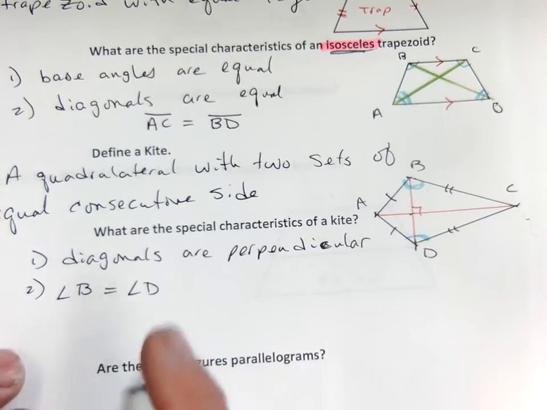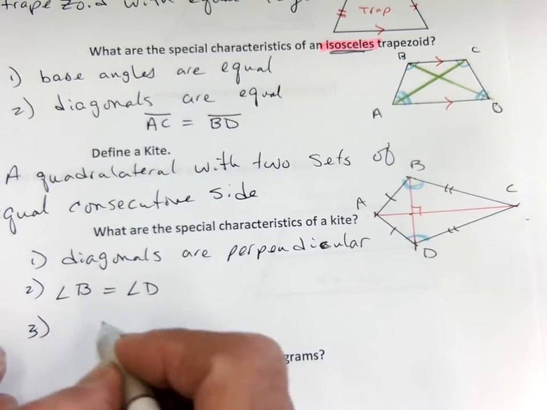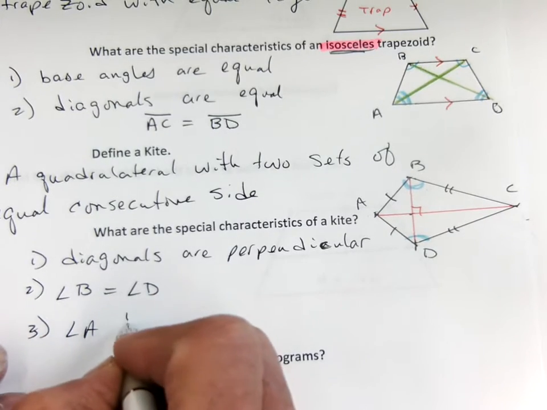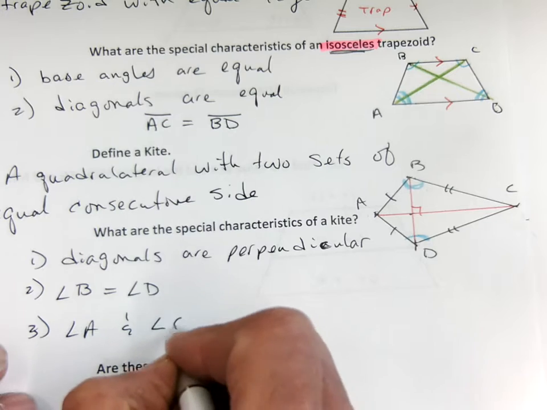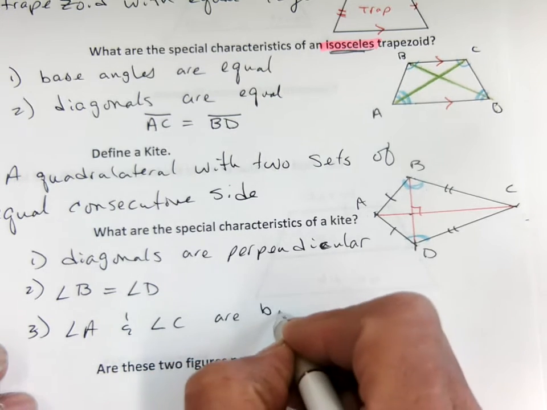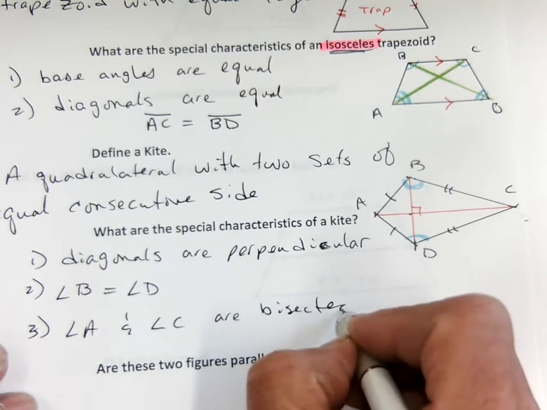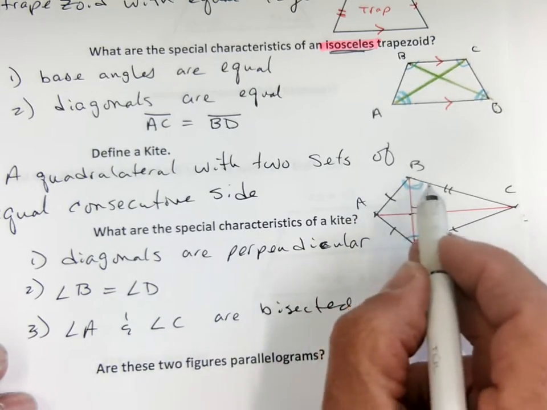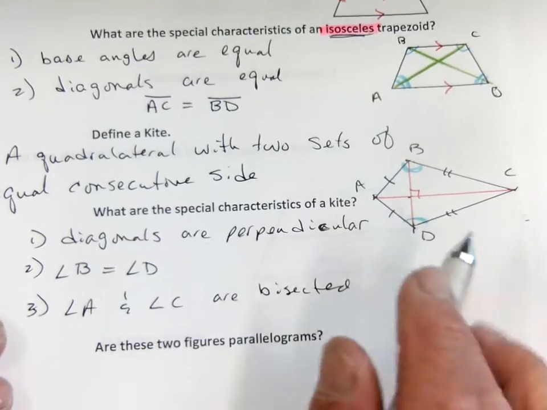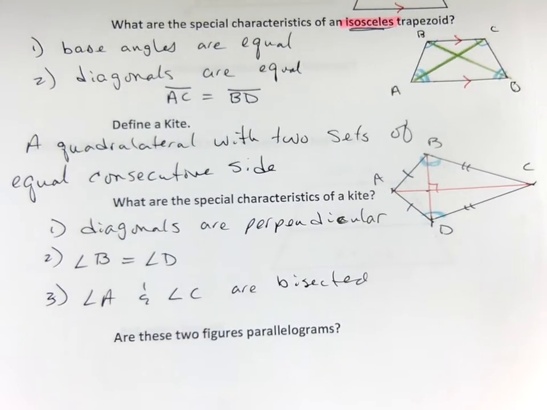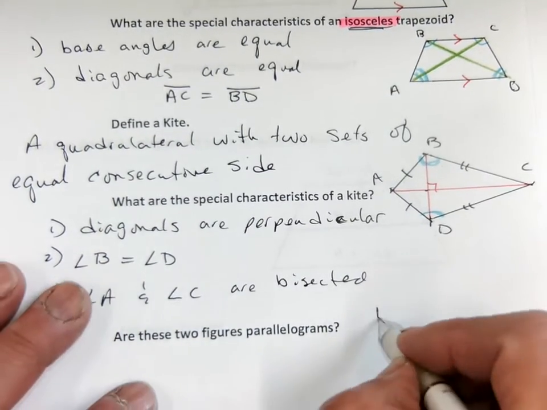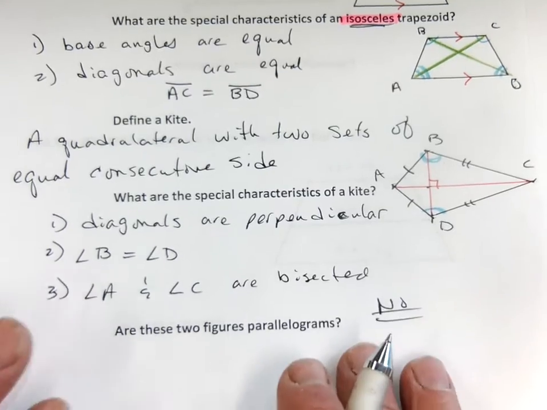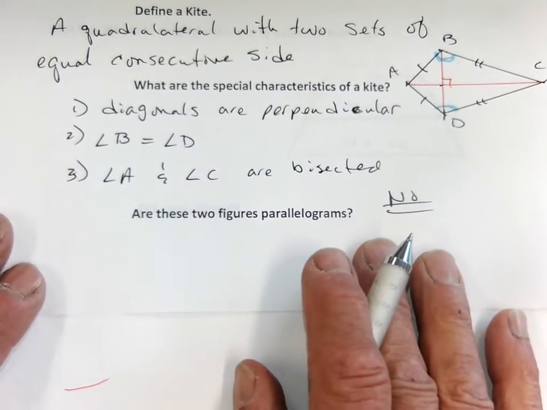But A's been bisected and C is bisected, and that's a characteristic the book doesn't show. But here's the second thing: I know that angle A and angle C are bisected. Looks like it, doesn't it? Cut in half. Doesn't that look like it was cut in half? And that was cut in half, but not these two. Angle B was not bisected, and angle D was not bisected. Okay. Are these two figures parallelograms? No, not at all.